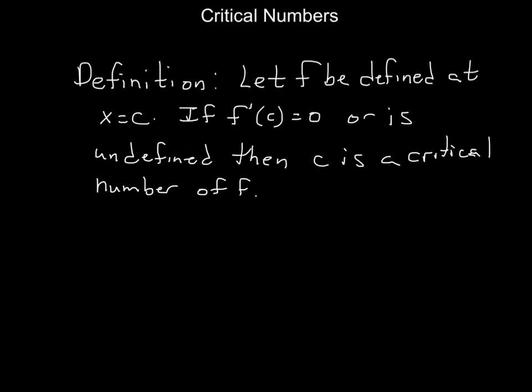The big tool that we have in this case is what's called critical numbers. The critical numbers tell us our values in our domain where the derivative at that value is either 0 or undefined. So we're going to let f be defined at x equals c. If f prime of c equals 0 or is undefined, then c is said to be a critical number of f. Okay, those are going to be important things.